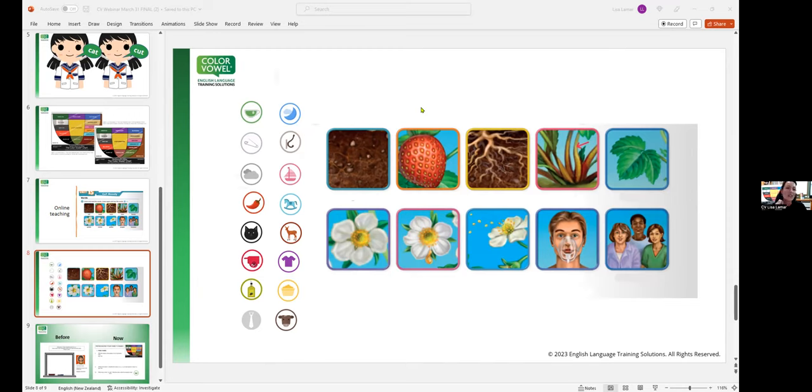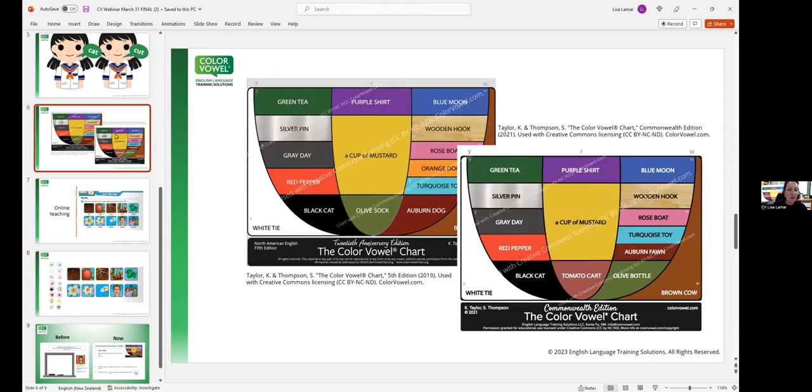So let's try that. So olive bottle or strawberry. So that you can understand it, but for me, it sounds really weird. I have to kind of think quite hard to produce that. So strawberry for me is Auburn fawn or strawberry. Okay. Fascinating. And with my learners, we've all gone through the color vowel chart. So they're looking at this and they're testing out. They're trying to match the or sound to one of these colors. And so we're really messing around with it.